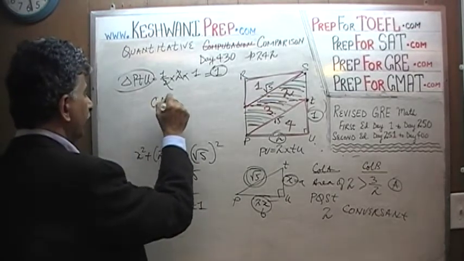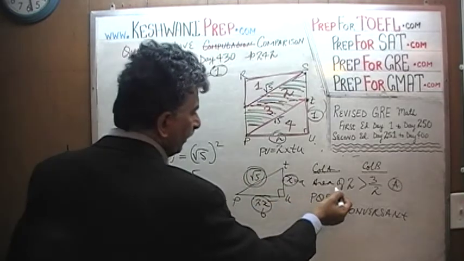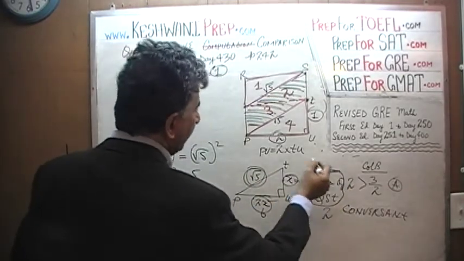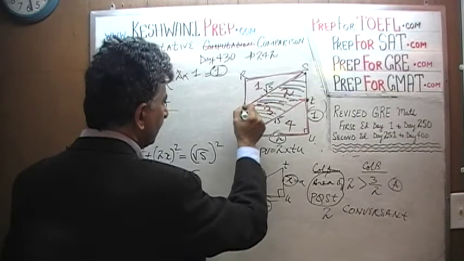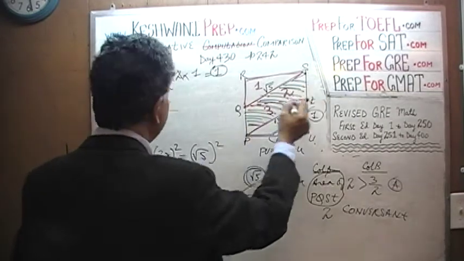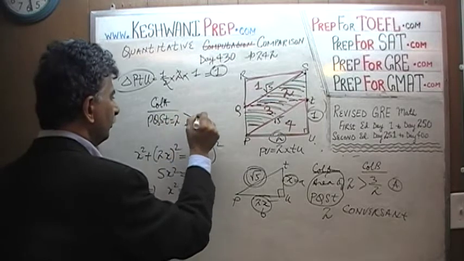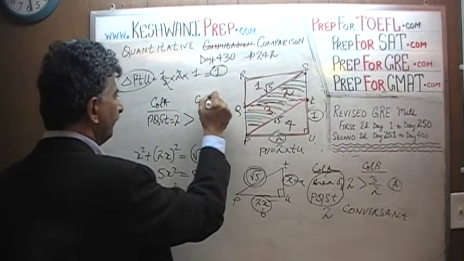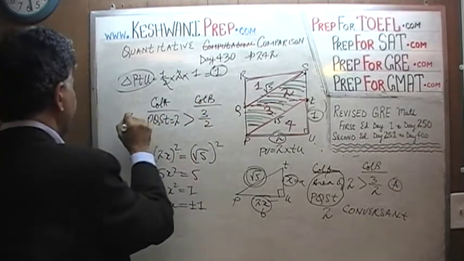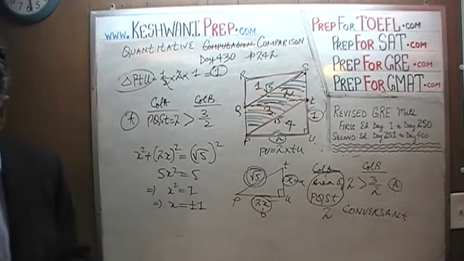In column A, we have the area of the region PQST, which we just found out is 2, which is more than 3 halves, which is our column B. The answer is A. You understand?